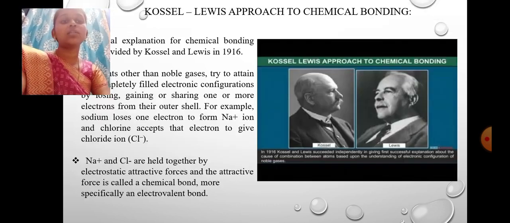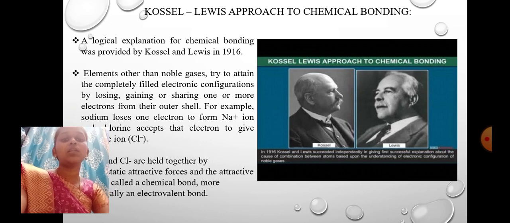Next we are going to see the Kossel-Lewis approach to chemical bonding. The logical explanation for chemical bonding was provided by Kossel and Lewis in 1916. The elements other than noble gases try to attain a completely filled electronic configuration by losing, gaining, or sharing one or more electrons from their outer shell.